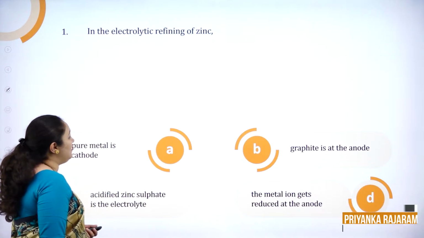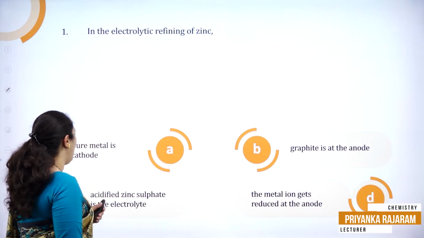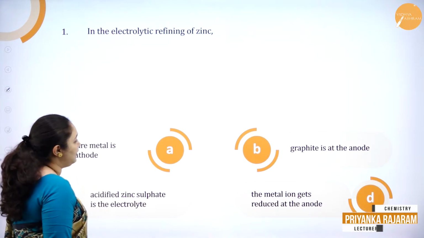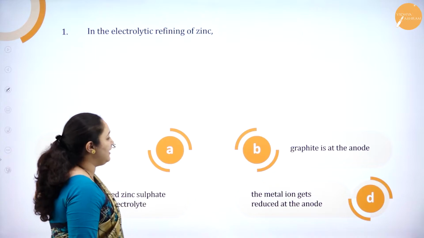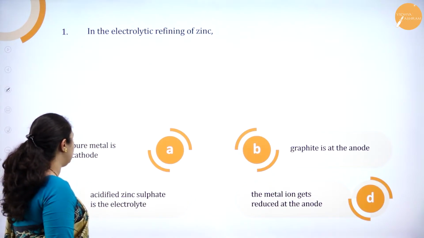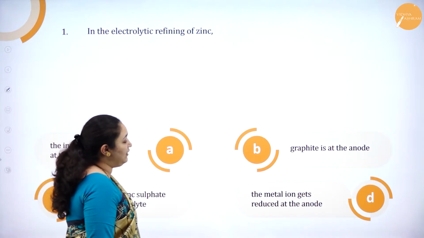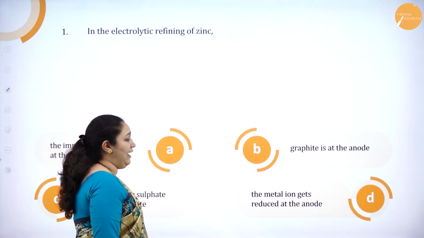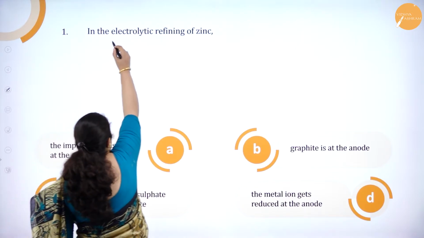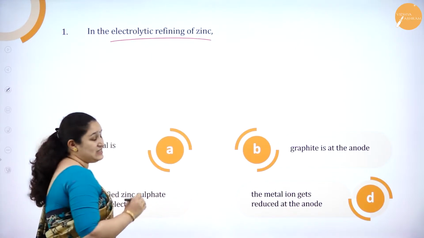In the electrolytic refining of zinc, option A, the impure metal is at cathode. Option B, graphite is at anode. Option C, acidified zinc sulfate is the electrolyte and the metal ion gets reduced at anode. So what is the question? The question is on electrolytic refining of zinc.